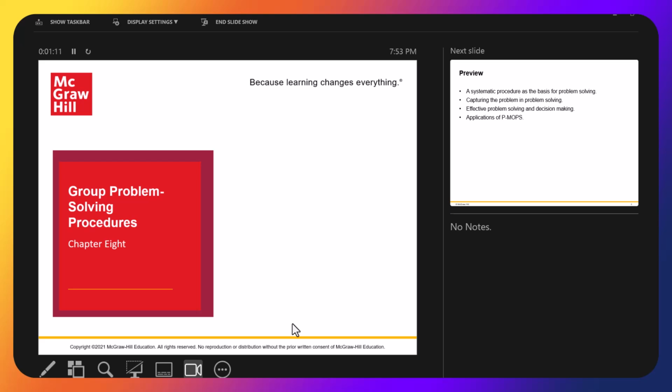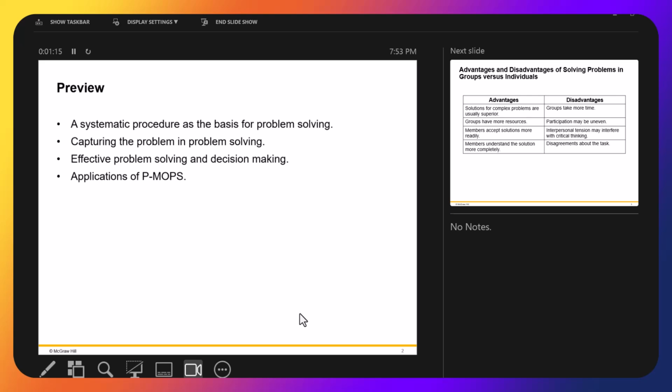Group Problem Solving Procedures, Chapter 8. Preview: a systematic procedure as the basis for problem solving, capturing the problem, effective problem solving and decision making, applications of PMOPs.